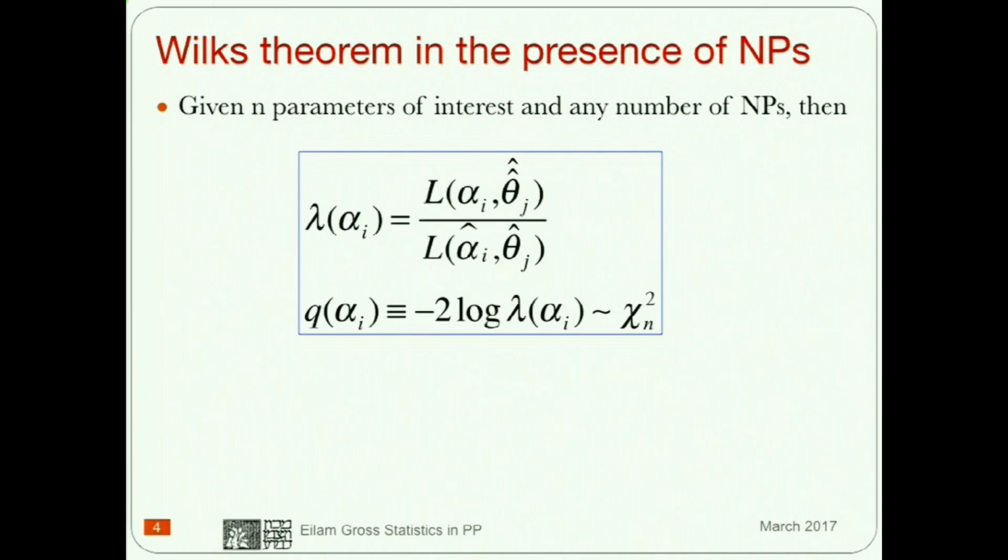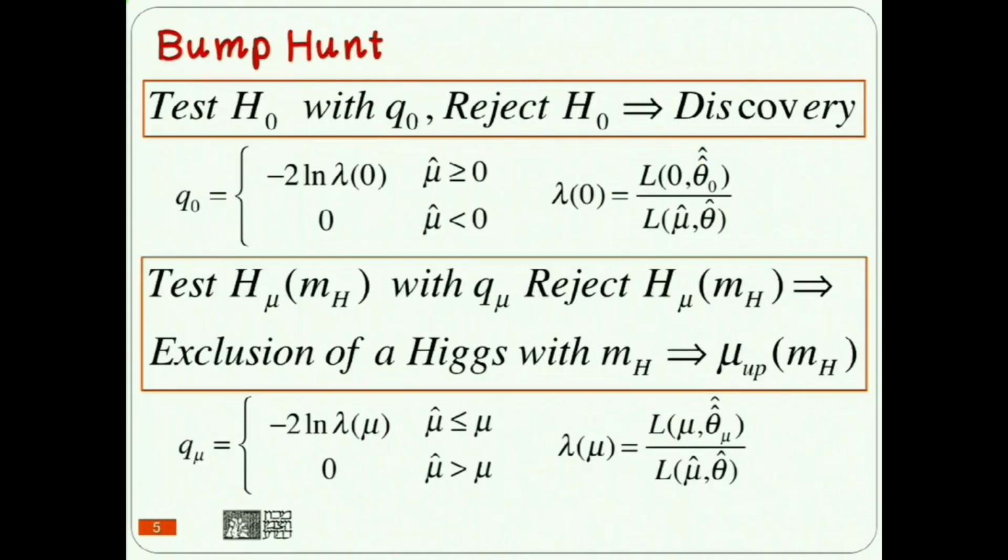Now since this is the maximum likelihood, this is always a fraction. The more incompatibility between the data and the tested hypothesis, the ratio will be smaller and the test statistic will be bigger, right? -2 log lambda will be bigger.